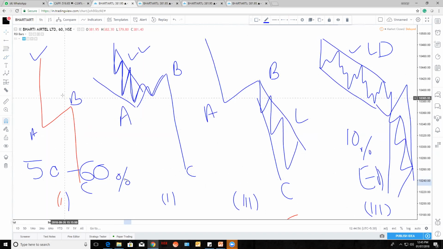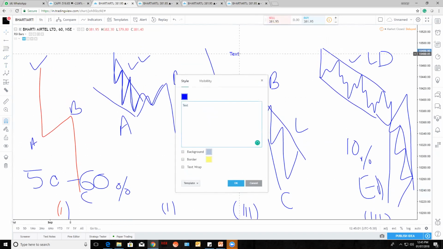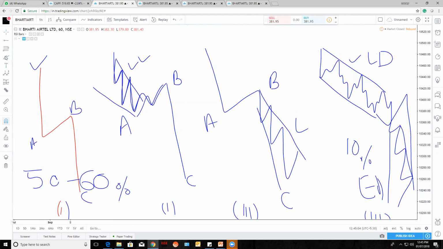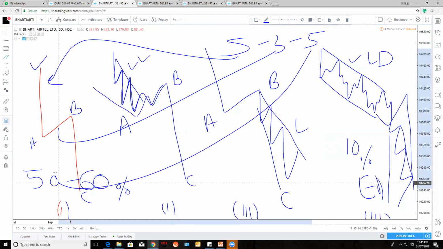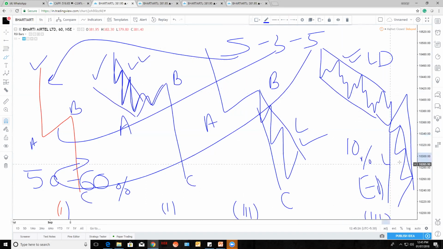What is the zigzag correction? Zigzag correction is a 5-3-5 structure. Means a 5 wave in the first wave, 3 in the second wave, 5 in the last wave. Same for all. Wave A might be a leading diagonal. Wave C might be an ending diagonal, or wave A a leading diagonal and C the ending diagonal. B is a correction wave. Got it? So this is the zigzag.